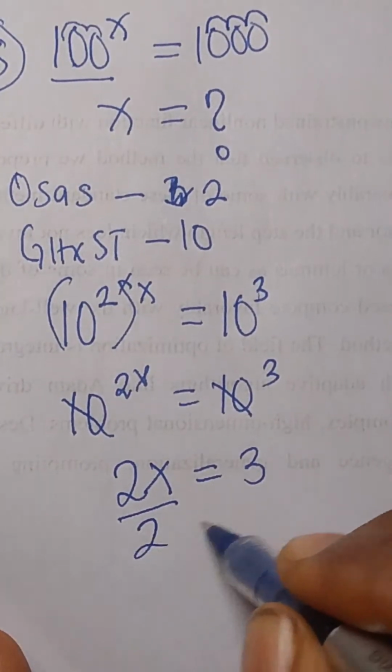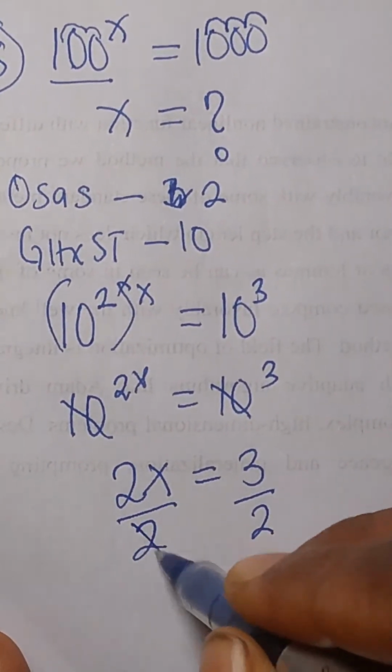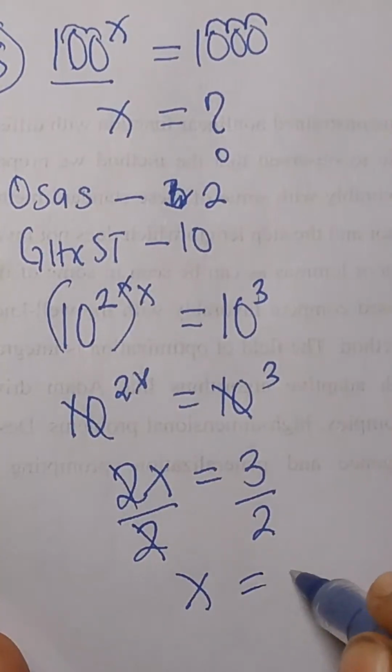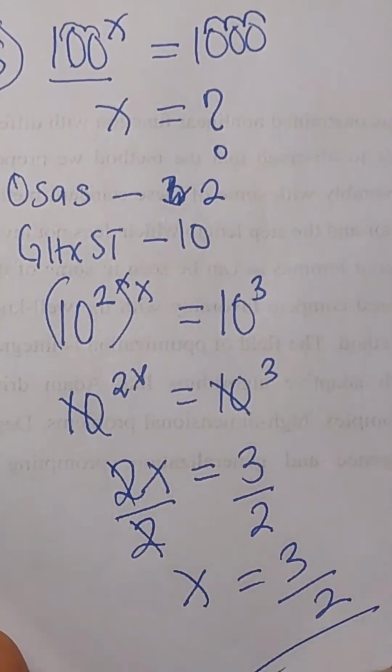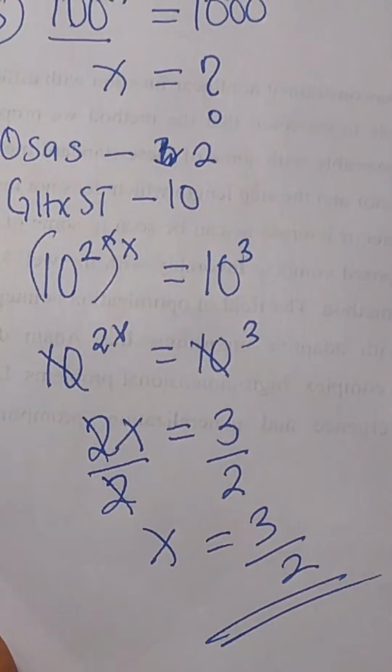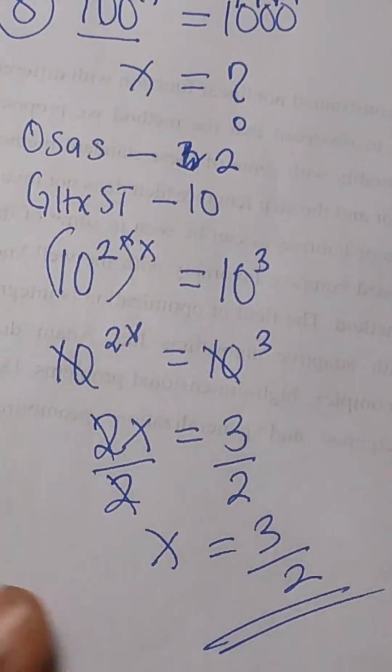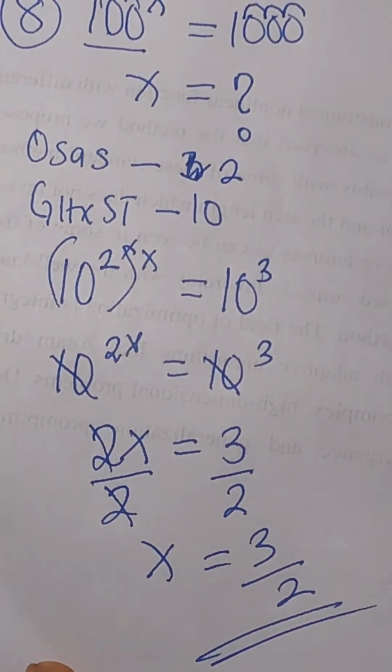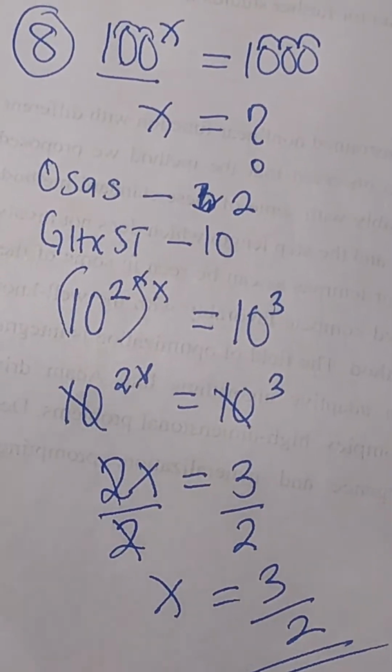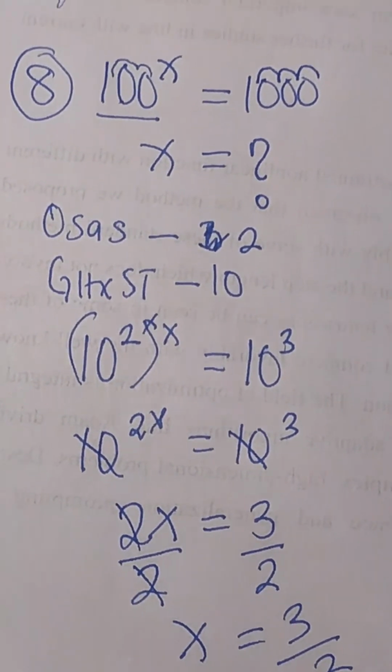To get x, we divide both sides by 2. So our x is equal to 3 over 2. So this is the correct answer to the question. Okay, you've seen how you do it. So if you solve this and you made a little mistake, this is the solution. Okay, that is how easy it is.